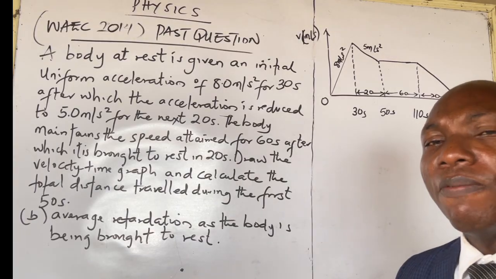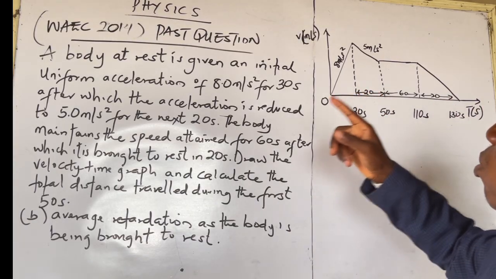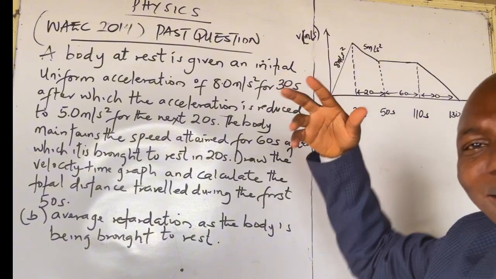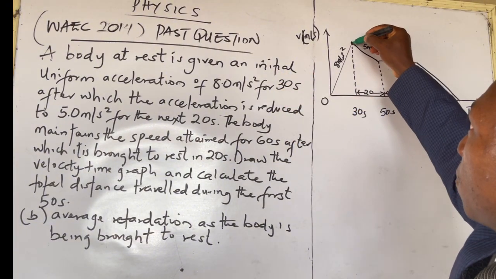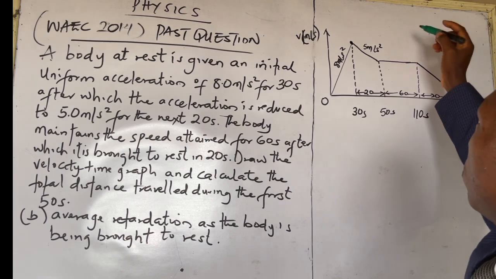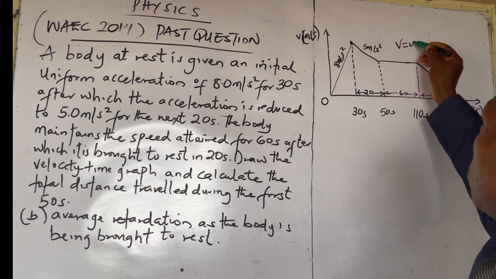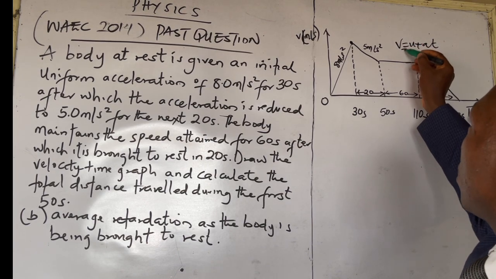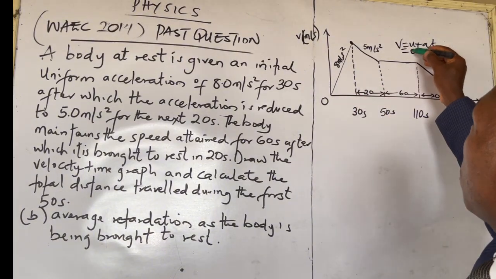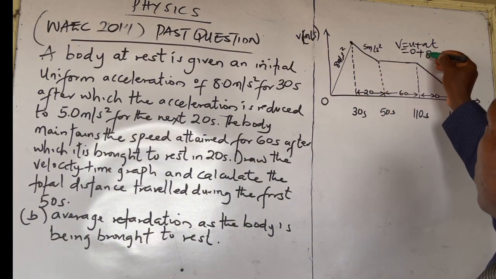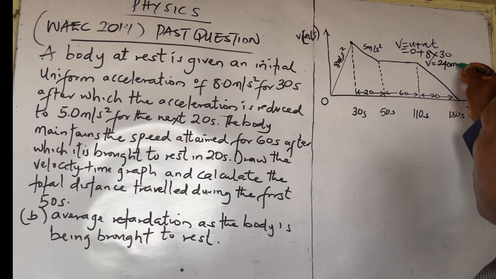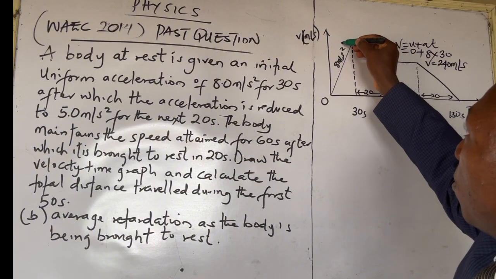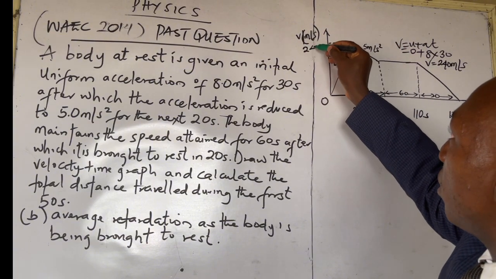Before we can solve this problem, we must know the maximum velocity or final velocity, which is this. So we apply the equation of motion, V equals U plus AT. The body is starting from rest, that's 0. Our acceleration is 8, and our time at that point is 30. So V is 240 meters per second. So here now, 240.